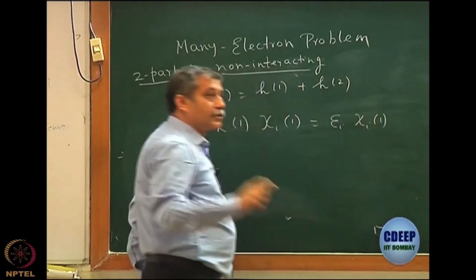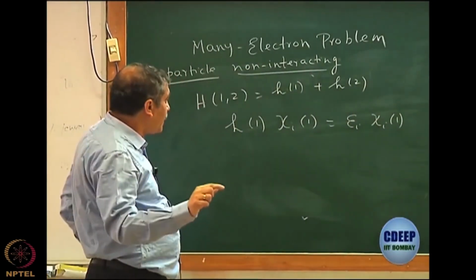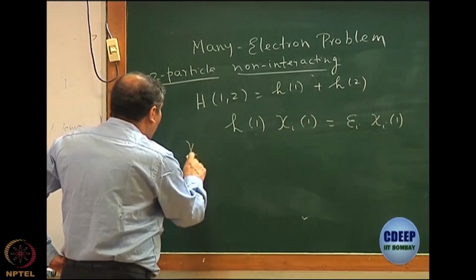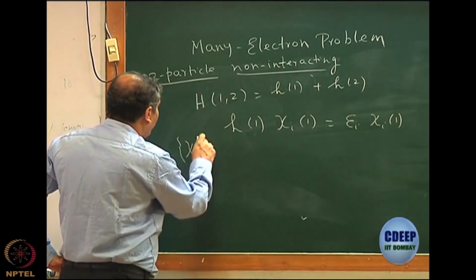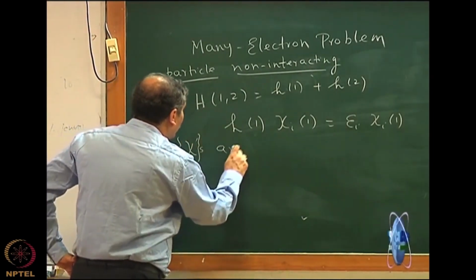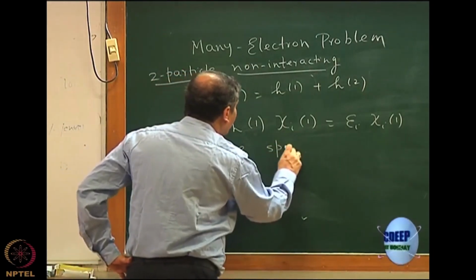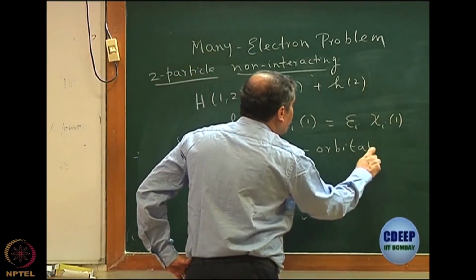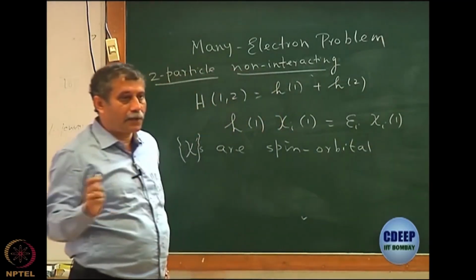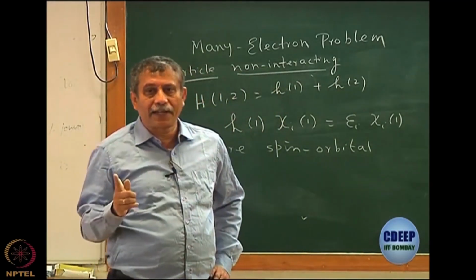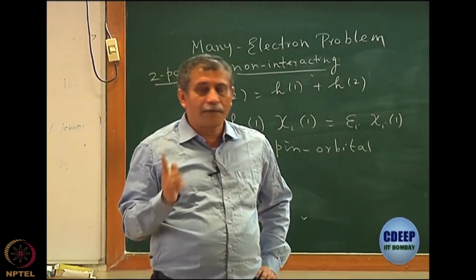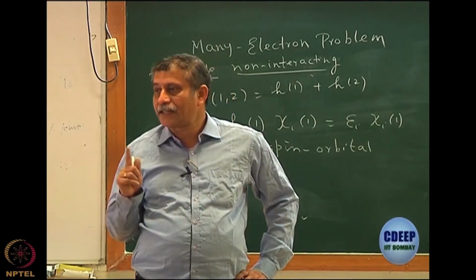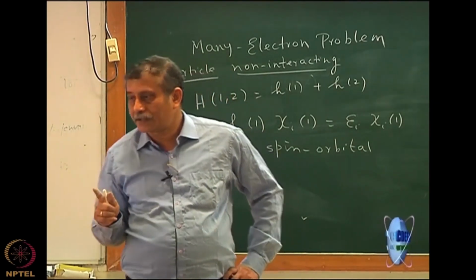Let us say this is the eigenvalue equation of the one particle operator. Now please note a symbol that I am using, chi. These chi's are what I now call spin orbital. So, we will try to make sure that we use this symbol whenever we have spin orbital. What is a spin orbital? Again I repeat, it is a one electron function containing the space coordinates and the spin coordinates.